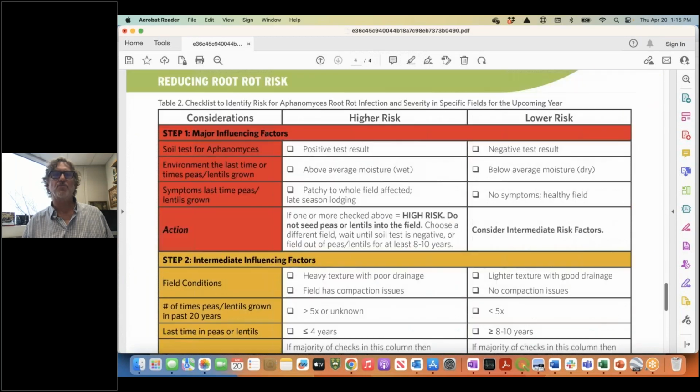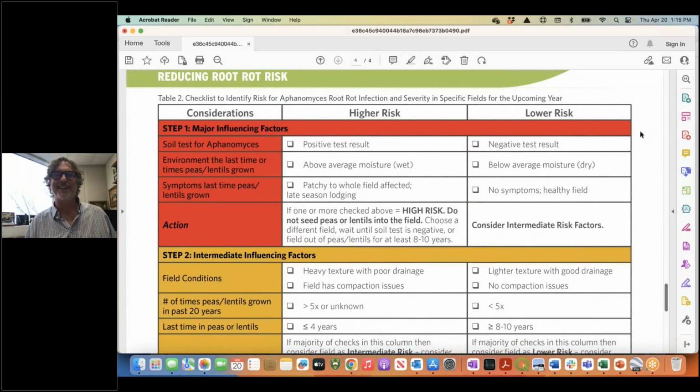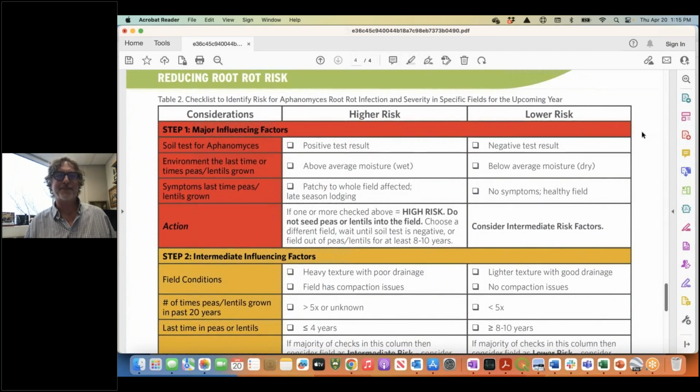And they put together this really nice reducing root rot risk fact sheet, and try to say that 3 times fast. I'm surprised I said it correctly this time. In the practice session, I muffed it up completely.